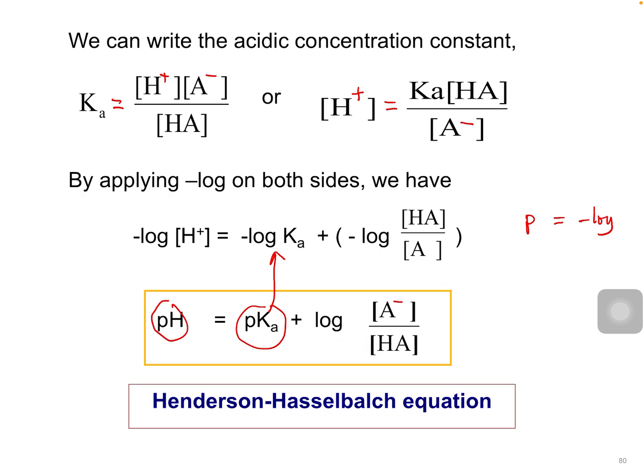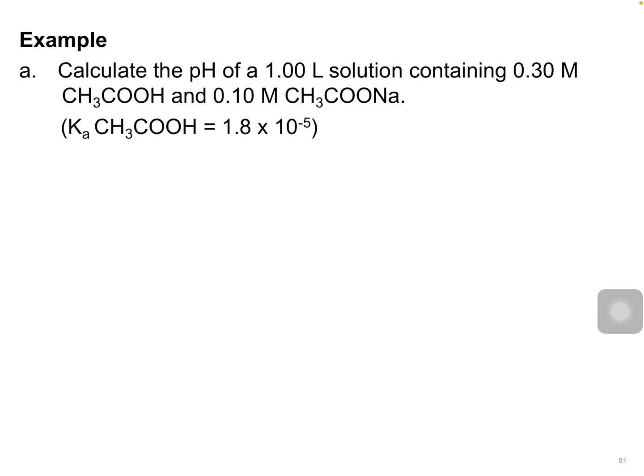Yang ini A minus ya, A minus. So basically formula dia ialah pH equal to pKa plus log conjugate base divide by weak acid. Okay, this equation known as Henderson-Hasselbalch equation. Conjugate base bahagi dengan weak acid, product bahagi dengan reactant. Okay, so kita proceed kepada calculation.